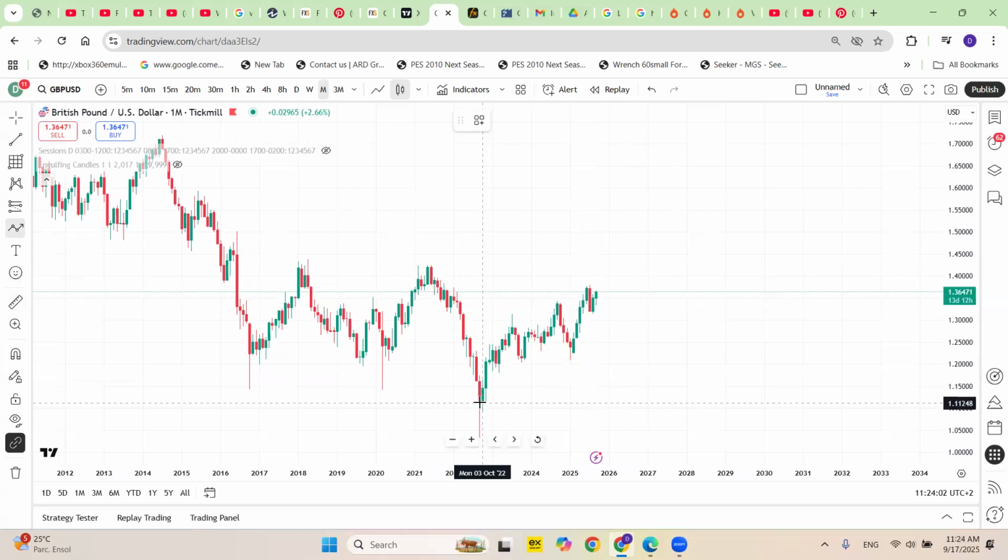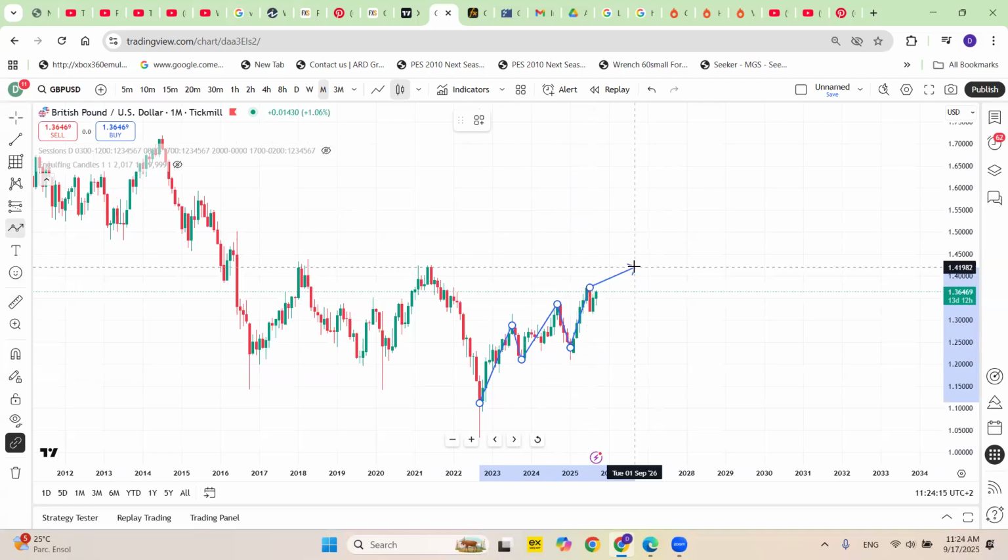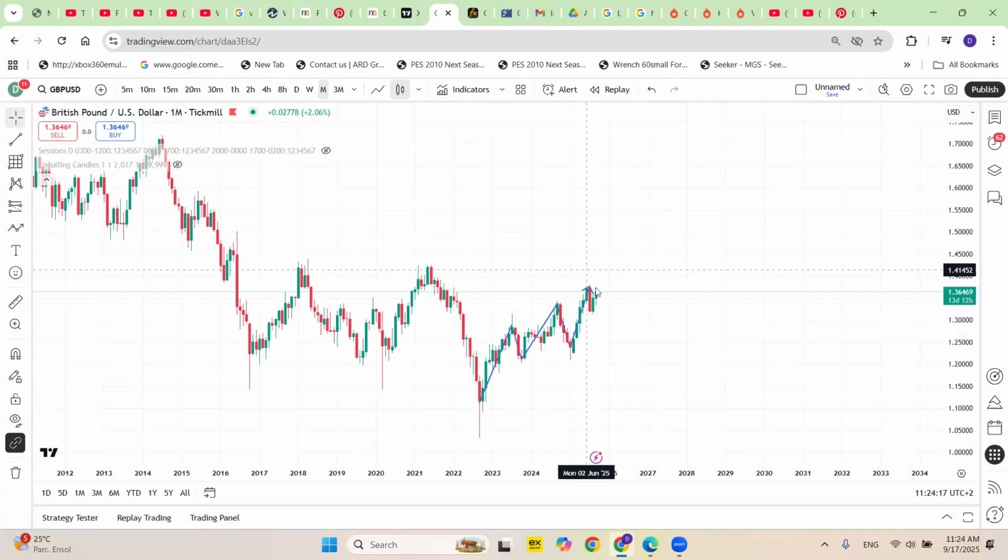Lower low, push to the upside, push to the downside, push to the upside. In the last 2 months it closed with a bearish candle, which is this bearish engulfing candle.